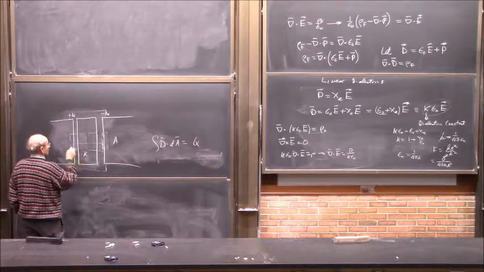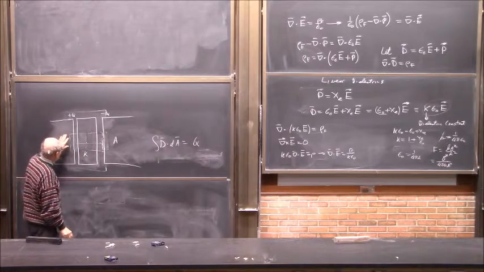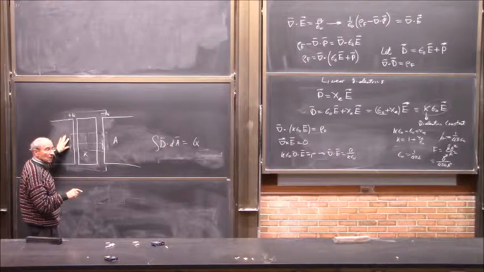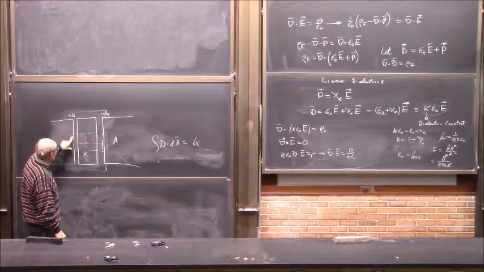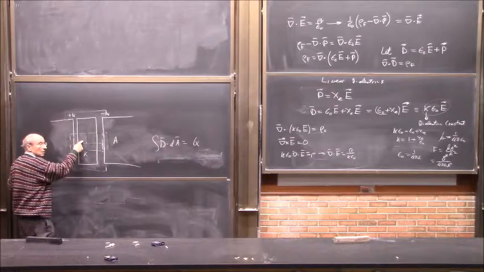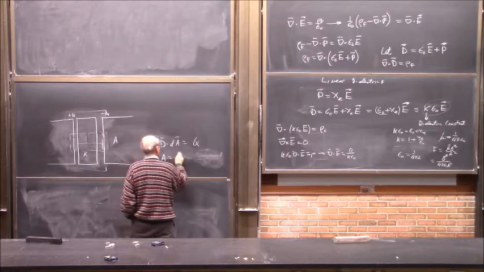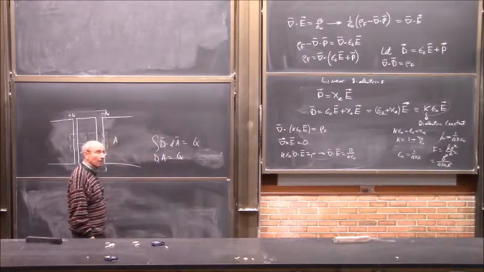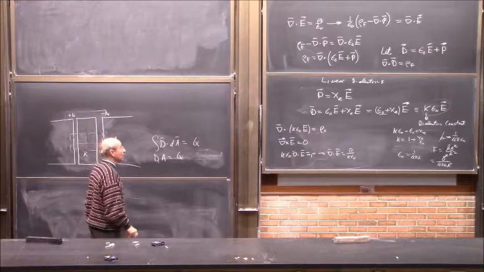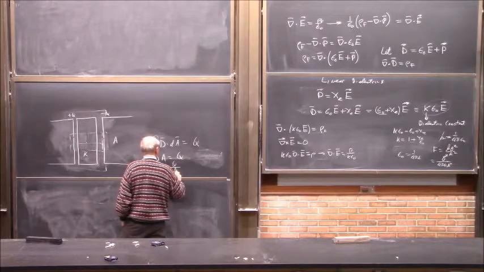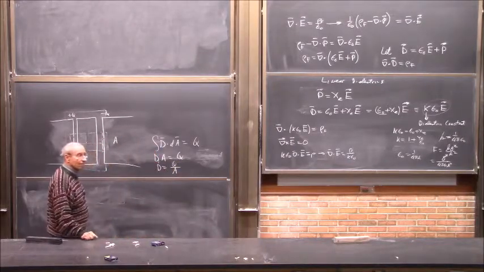All right? Now, in here, this is a conductor. Since the electric field is 0 in the conductor, D is 0 in the conductor. There's a total charge on this face of Q. The D only comes out over here. So this will be D times A is equal to Q. And therefore, D is equal to Q divided by A.